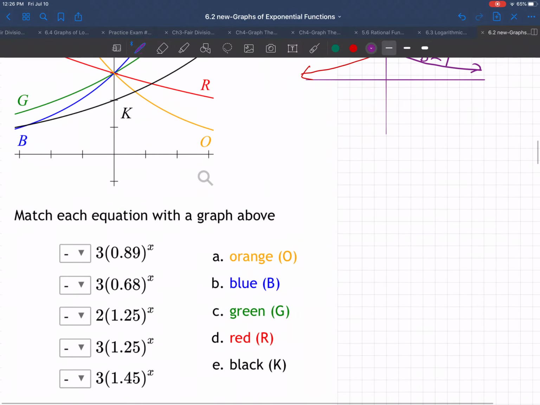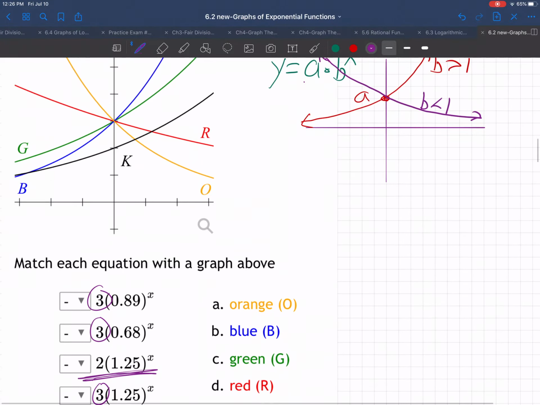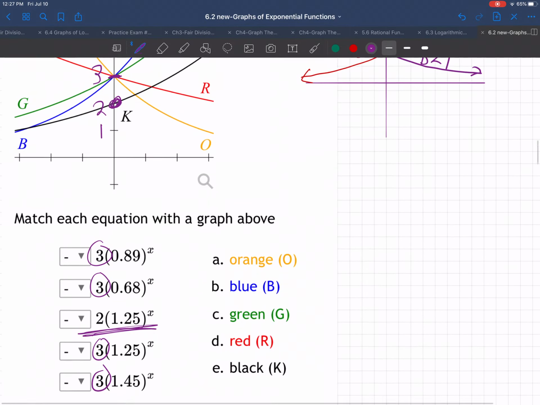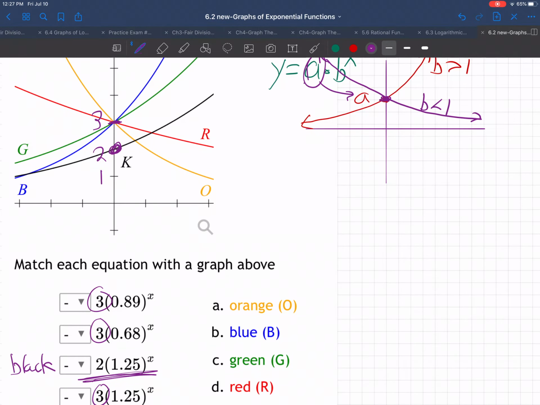So let's take a look at these functions. Notice they all have 3's in the front except for this one, which has 2 in the front. Remember, the number in the front is where the function hits the y-axis. So this function hits the y-axis at 2, all the rest at 3. So the black one, E, must be this one, because that one hits at 2. All the rest hit at 3.